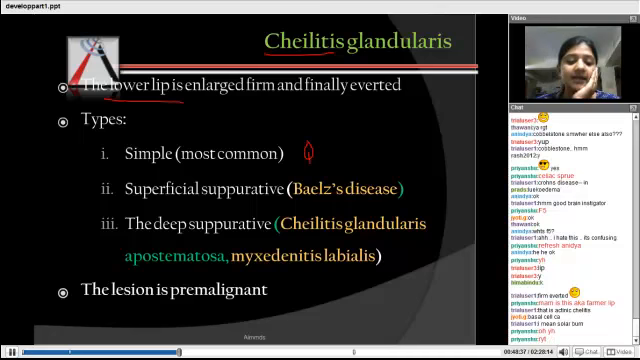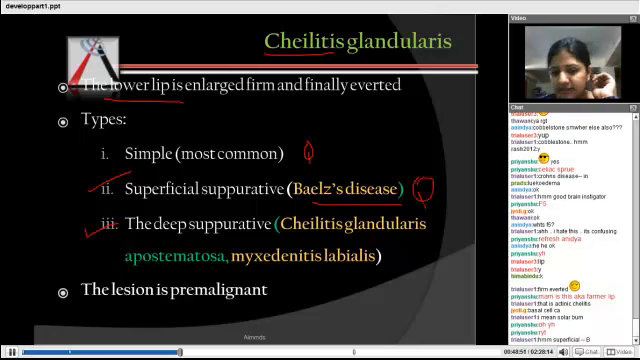Yeah. Then we have superficial suppurative. Pay attention to these terms, please. You have two suppurative types: superficial suppurative and deep suppurative. Superficial suppurative is also called Beale's disease. Very important MCQ.